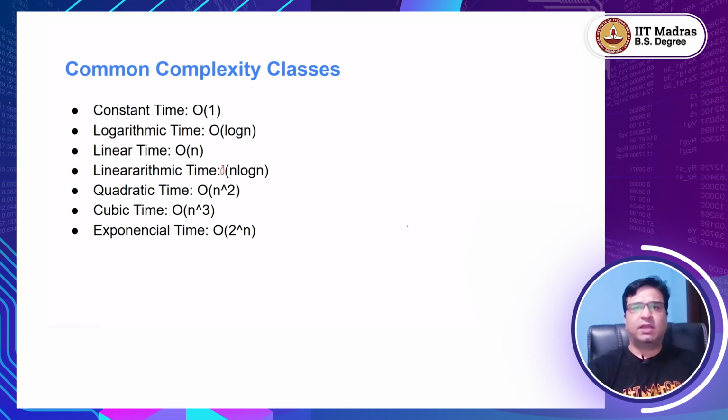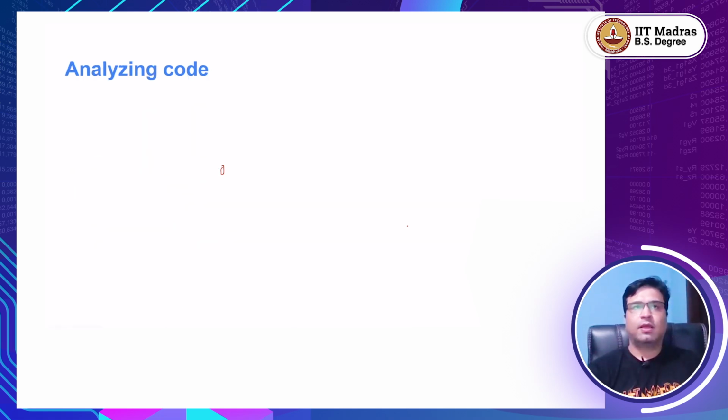Next is exponential time, big O(2 to the power n). Algorithms with exponential time complexity are generally considered very slow and practical only for very small input sizes. The running time doubles with each additional input item. For example, finding all subsets of a set, the recursive solution to the Fibonacci sequence, or the traveling salesman problem solved by a brute force approach.